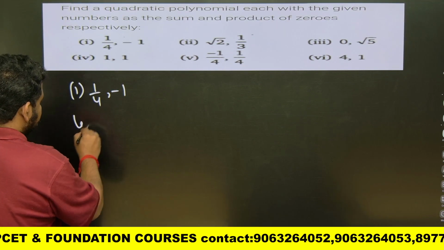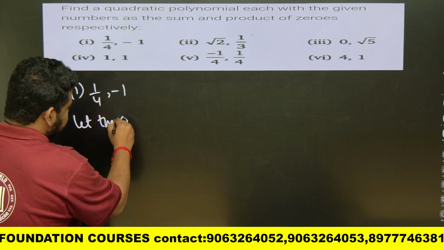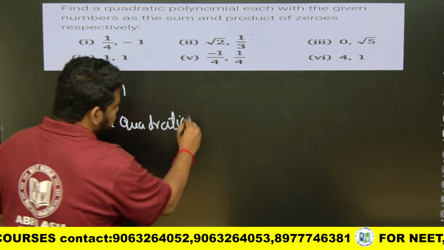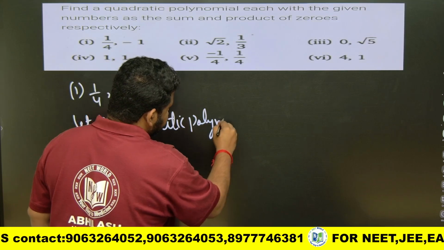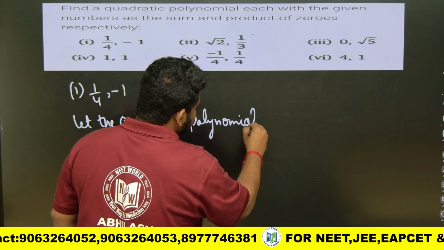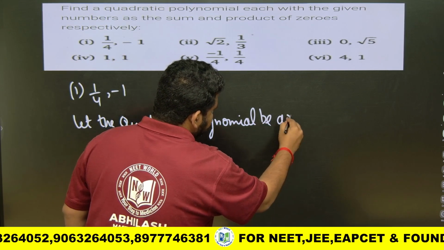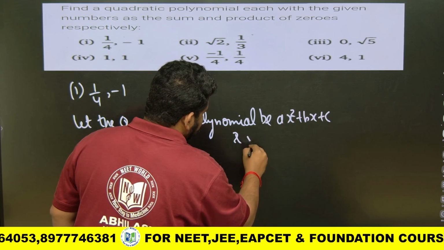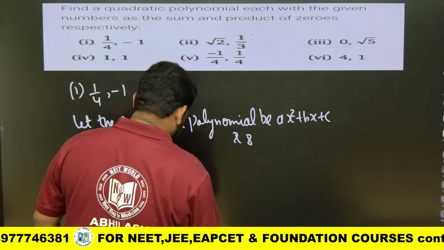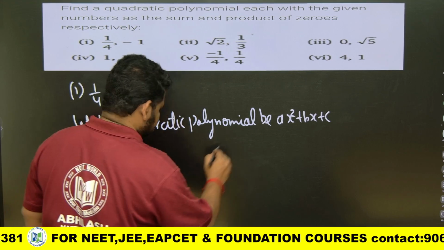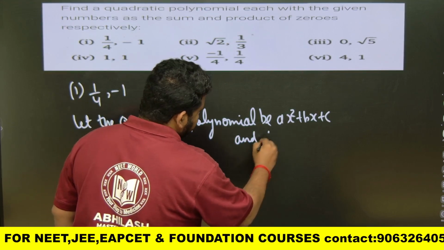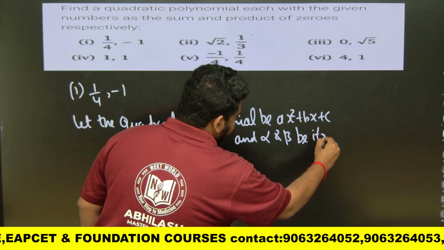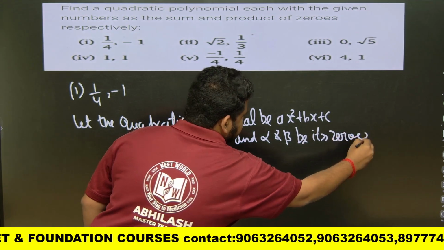So let the quadratic polynomial be ax square plus bx plus c, and alpha and beta be its zeros. Okay, and alpha and beta be its zeros. It is zeros of the polynomial.